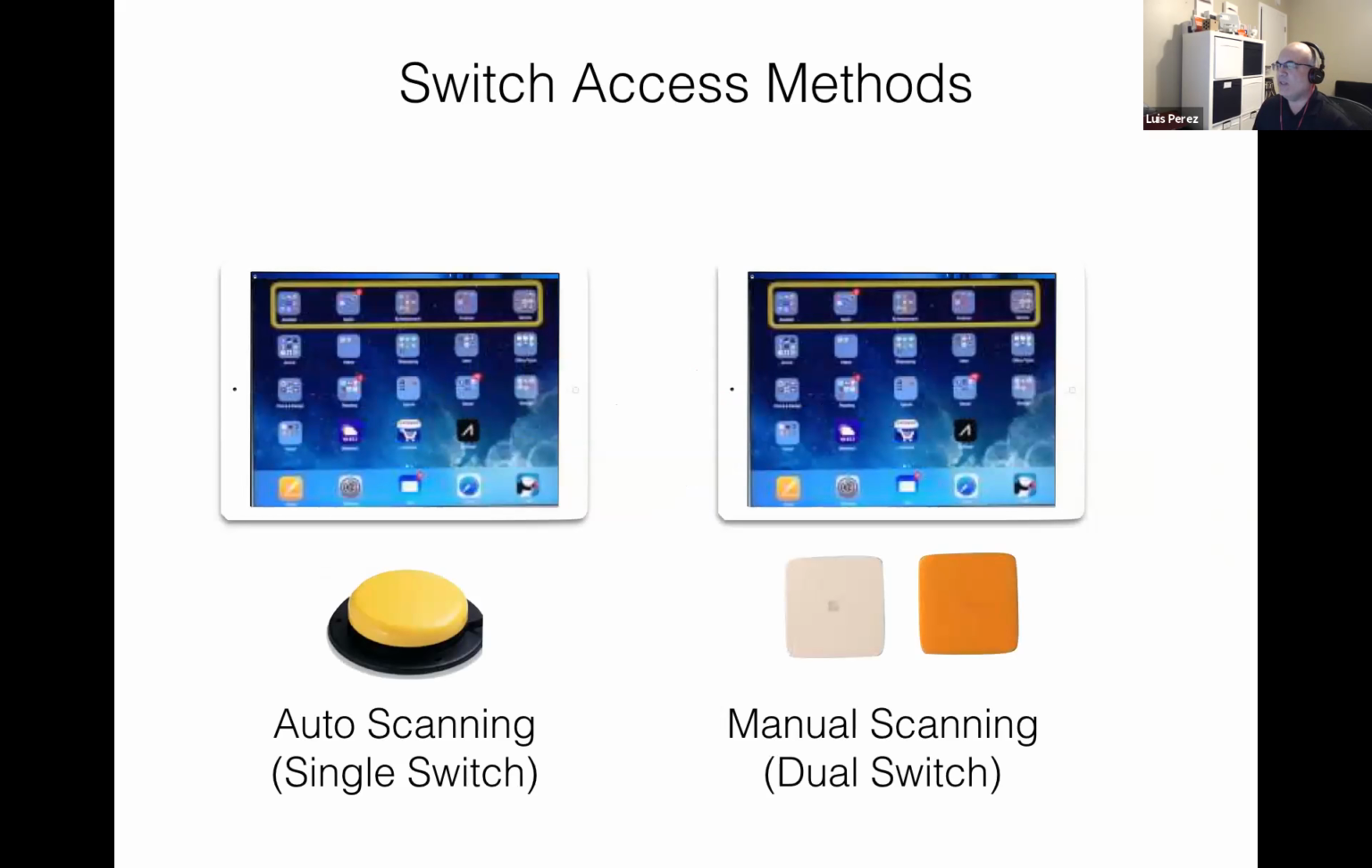And then once we get over how we're going to connect to the device, we need to select a switch access method. We have two of the primary ones. There's also a third that was introduced in a recent version of iOS, but these are the two primary ones that I see people use. Auto scanning or single switch scanning. And I'm using the official terms that you'll see in the iOS devices. There may be other terms that you'll see out there in the field. And then manual scanning or dual switch scanning. And for that, obviously, you'll need two switches.